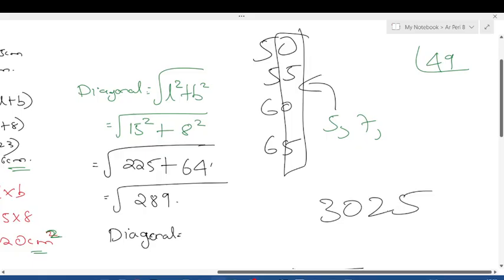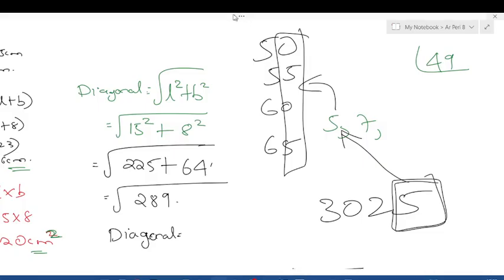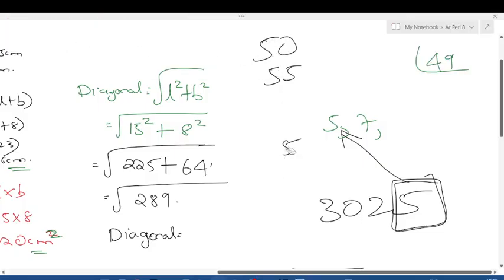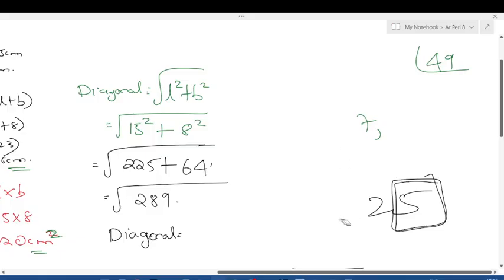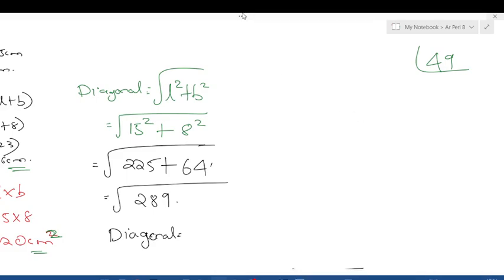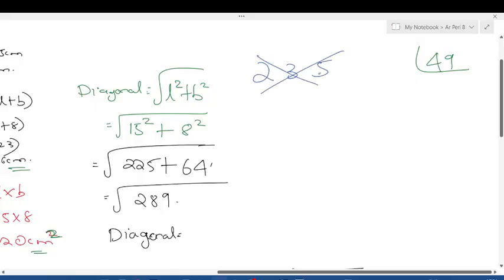Now look at 3025. What about the last number? So this 5 will be only divisible by which one? It should be divisible by only 5. Okay, whenever you have 5, then for 7 there is no specific rule. If none of the numbers are divisible by 2, 3, 5, then you have to check with number 7.